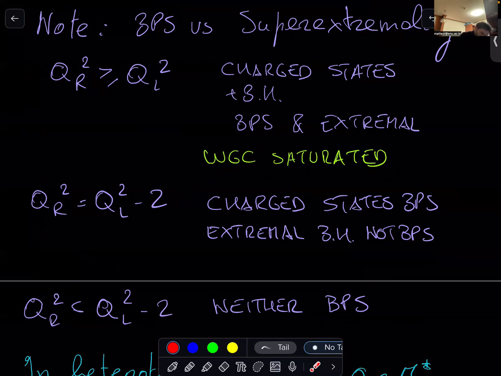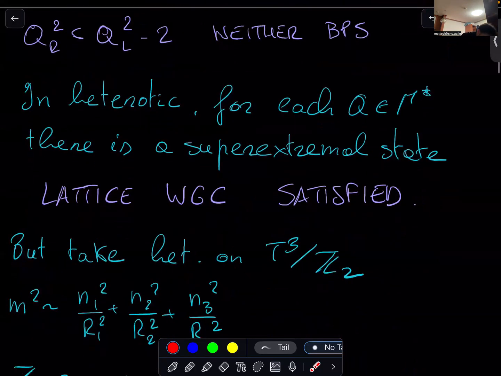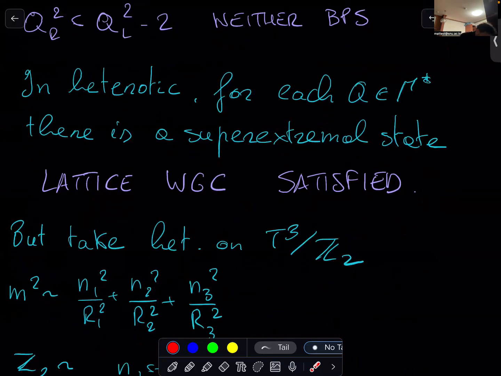Okay, good. So yeah, I'll need to go over all this. And so here, I guess the simplest heterotic case, on a toroidal compactification, you have the spectrum that I showed before. There's a charge state for each Q in the charge lattice. And so this would imply something stronger than the weak gravity conjecture, that is the lattice weak gravity conjecture.